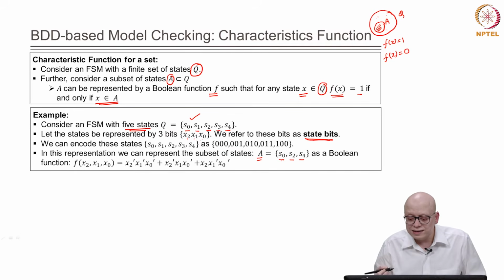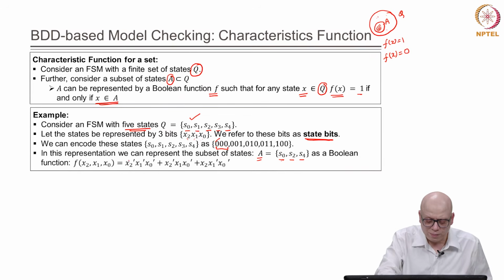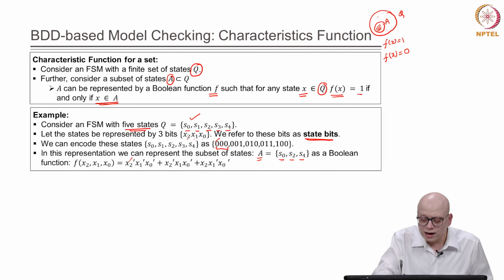Then how can we represent this in terms of the characteristic function of A? We just take the minterm corresponding to each of the states, right. For S0, if a bit is 0, we take it in the complemented form, and if it is 1, then we take the uncomplemented form, right. So, for S0 all are 0, so we take x2 complement, x1 complement and x0 complement, right. So, this is the minterm corresponding to this state.